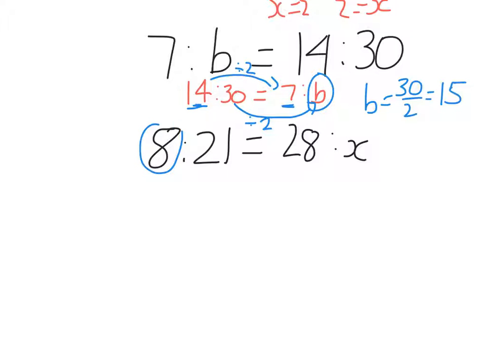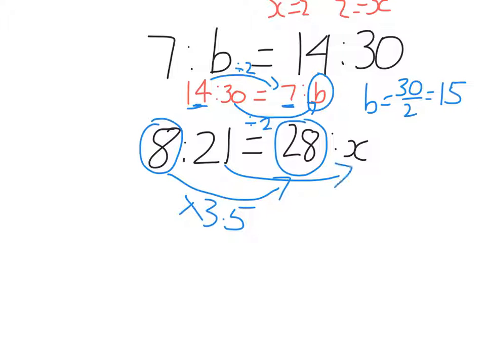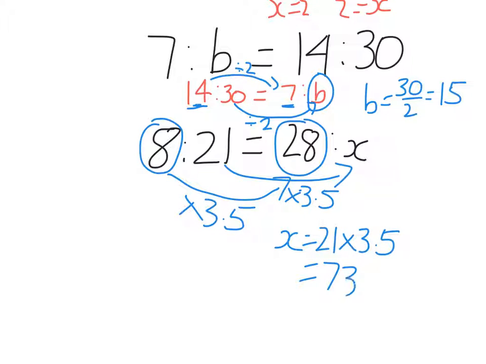So the first number is 8, and the first number in the second ratio is 28. So how do I get from 8 to 28? 28 divided by 8 is 3.5. So I've timesed by 3.5. Then to get from 21 to x, I should also times by 3.5. So x is just 21 times 3.5, which is 73.5.